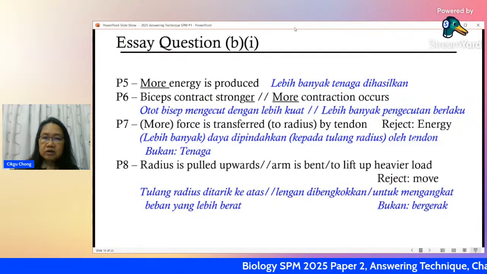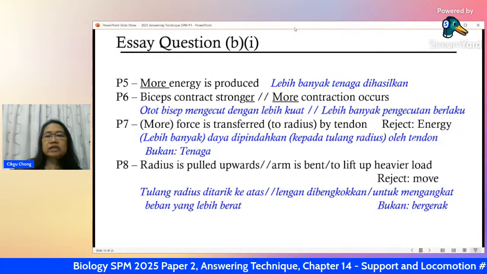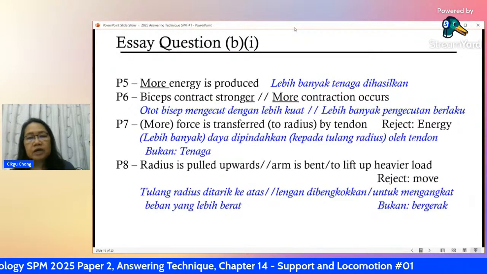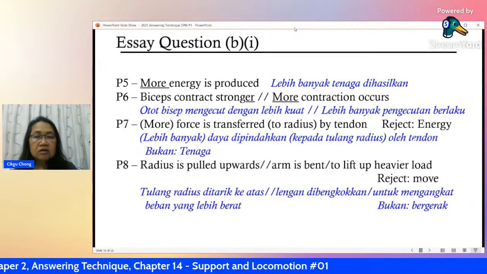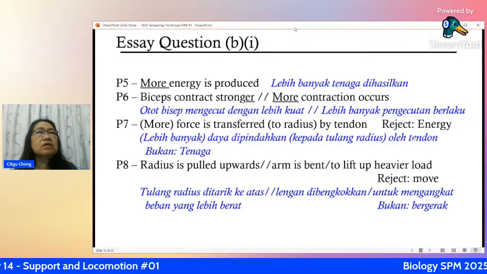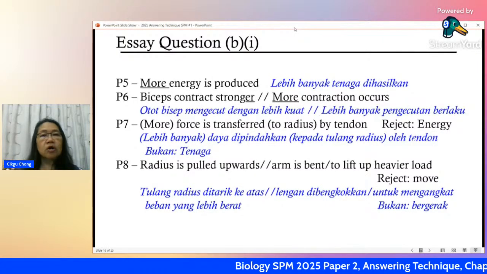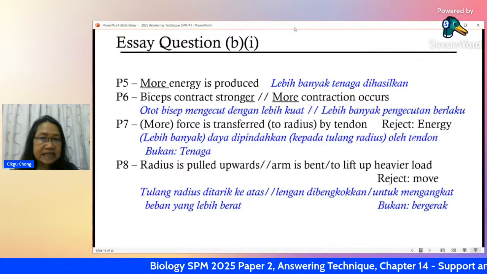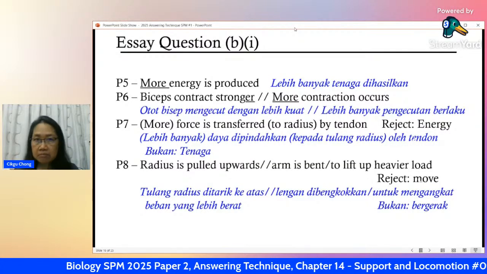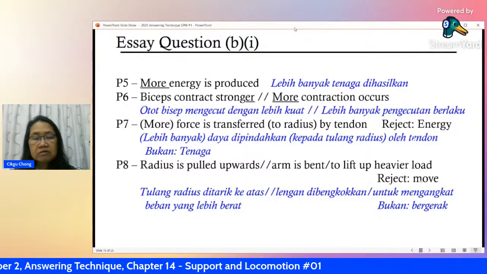And then that causes the radius to be pulled upwards, or the arm is bent, or it can lift up a heavier load. Okay, now arm is bent, not arm is moved. Arm doesn't move. Arm only goes up or goes down. That means bent, we call flex, or straighten or extended. You don't move the arm, right? Arm is bent. So not bergerak, wrong.